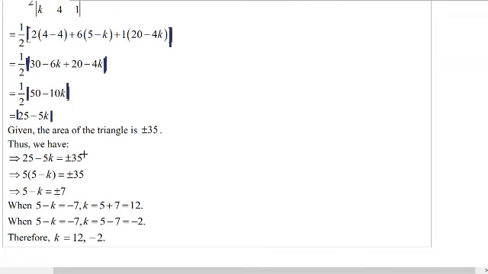Once you take plus 35, another time you take minus 35, you will get two answers. Answers will be k is equal to 12 and minus 2, okay. If we take plus 35, this 25 you can take towards RHS. 35 minus 25 will be plus 10, minus 5k is equal to plus 10, take minus 5 in the division, so 10 by minus 5 will be minus 2, okay. Similarly, if you take minus 35, take this 25 toward RHS, minus 35 minus 25 is minus 60, minus 60 divided by minus 5 is equal to 12, simple calculation, okay.